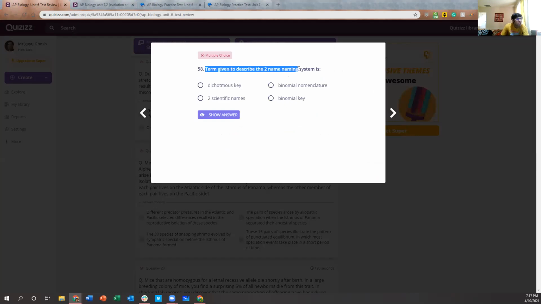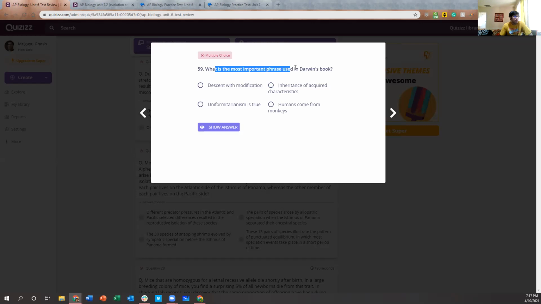Term given to describe the two-name system. We haven't learned about this, but it would be good to know it's binomial nomenclature because nomen means name in Latin. Bi means two, nomial means name. So it's a two-named naming system. That's what binomial nomenclature literally means. So it's that one.